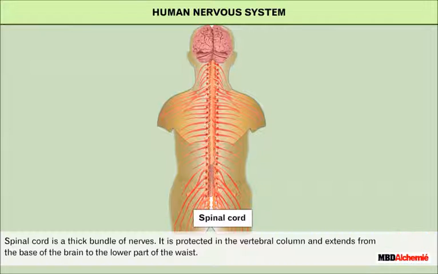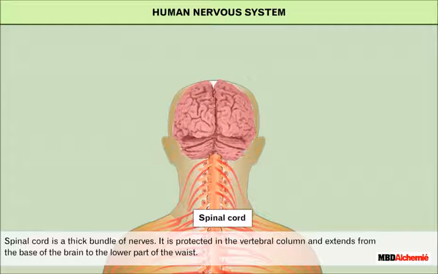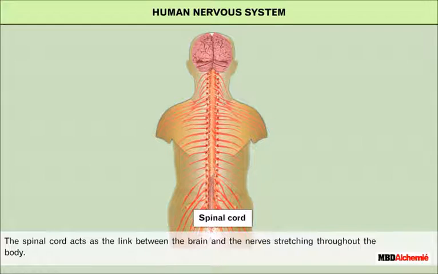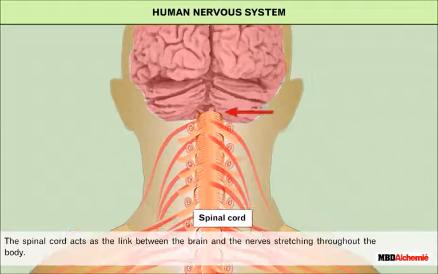Spinal cord. The spinal cord is a thick bundle of nerves. It is protected in the vertebral column and extends from the base of the brain to the lower part of the waist. The spinal cord acts as the link between the brain and the nerves stretching throughout the body.